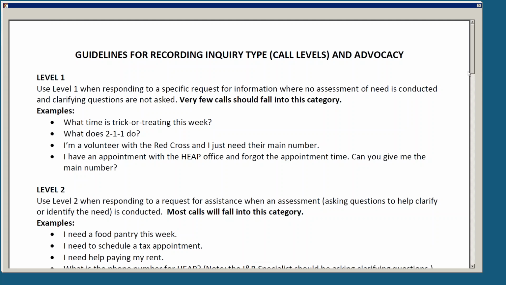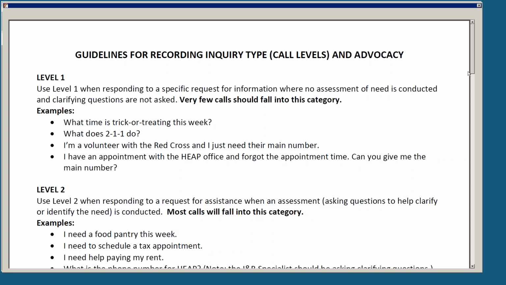So a level 1, you're going to use when responding to a specific request for information where no assessment of need is conducted and clarifying questions are not asked. Very few calls should fall into this category.